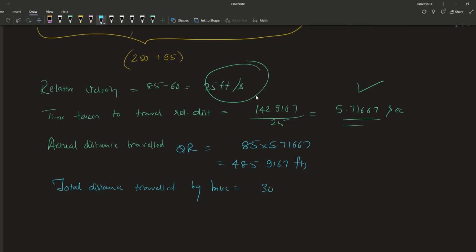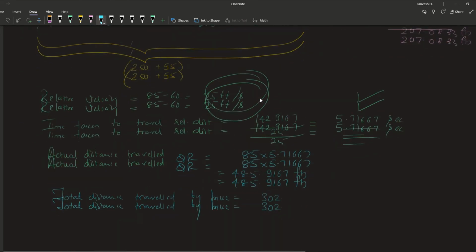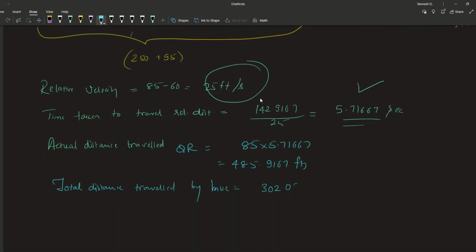Total distance travelled by bike is equal to 302. This much distance it has already travelled, 302.0833, plus 485.9167. So total distance travelled is 788 feet. That's it.